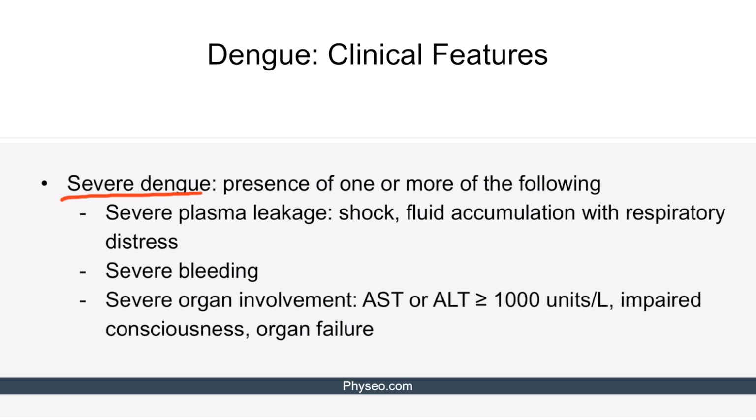Severe dengue is the critical phase of dengue infection that presents with one or more of the following: severe plasma leakage, leading to shock and fluid accumulation in the pleural space, resulting in respiratory distress, severe bleeding as assessed by the clinician, or severe organ involvement that includes aspartate aminotransferase or alanine aminotransferase level more than or equal to 1,000, impaired consciousness or evidence of organ failure.